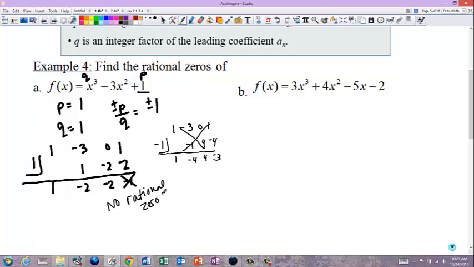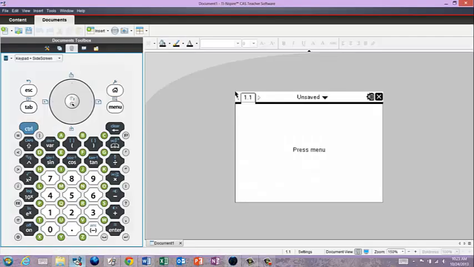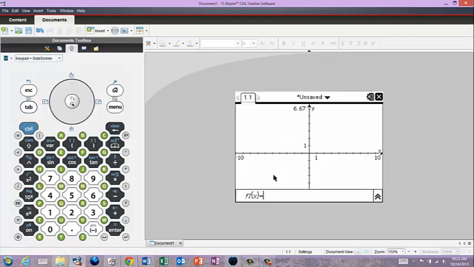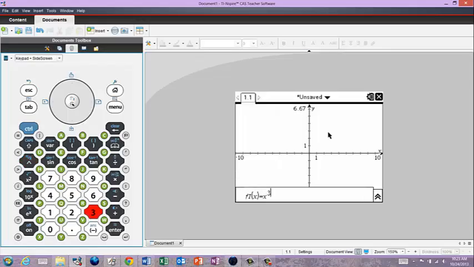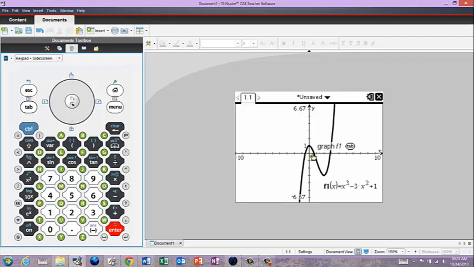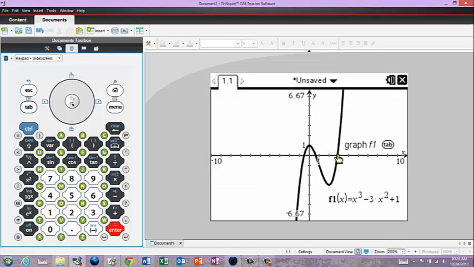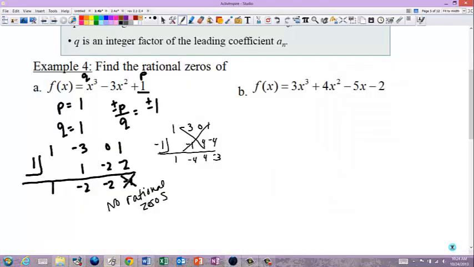zeros. Now if we graph this, x cubed minus 3x squared plus 1, I see that I have 3 real zeros. I have 3 places where it crosses the x-axis, here, here, and here. Those must all be irrational zeros because it has no rational zeros. And we don't have to find them. If it asked me to find all the real zeros, I would then go into my calculator and find the zeros.